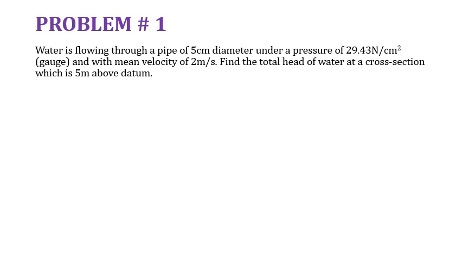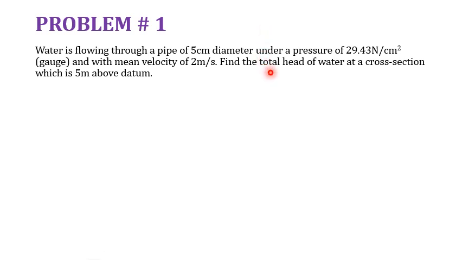So problem number 1: water is flowing through a pipe of 5 centimeter diameter under a pressure of 29.43 Newton per centimeter square, which is gauge pressure. Gauge pressure is a pressure which is above the atmospheric pressure, and with a mean velocity of 2 meter per second. Find the total head of water at a cross section which is 5 meter above datum.